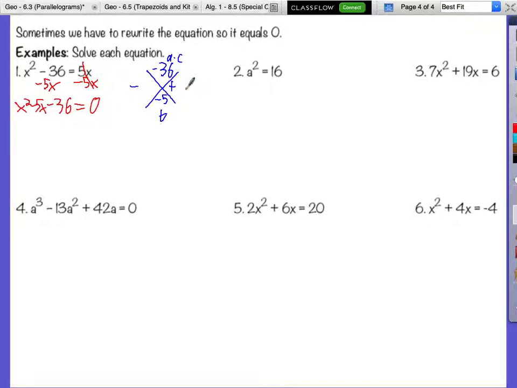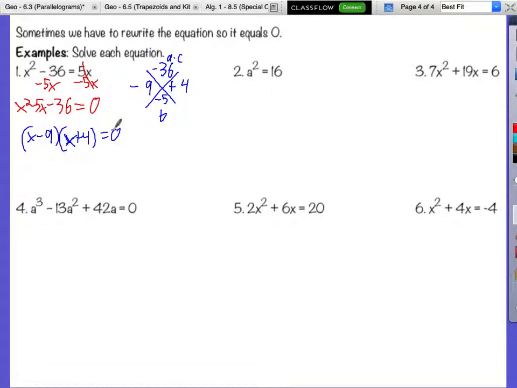Would negative 9 times 4 get negative 36? Sure. Would negative 9 plus 4 get negative 5? Okay. Are we able to use our shortcut here? Yes, we can. Why can we? Because a equals 1. There is nothing in front of the x squared, so a equals 1. We like that. So how would I write this? x minus 9 and x plus 4. Very good. And that equals 0.